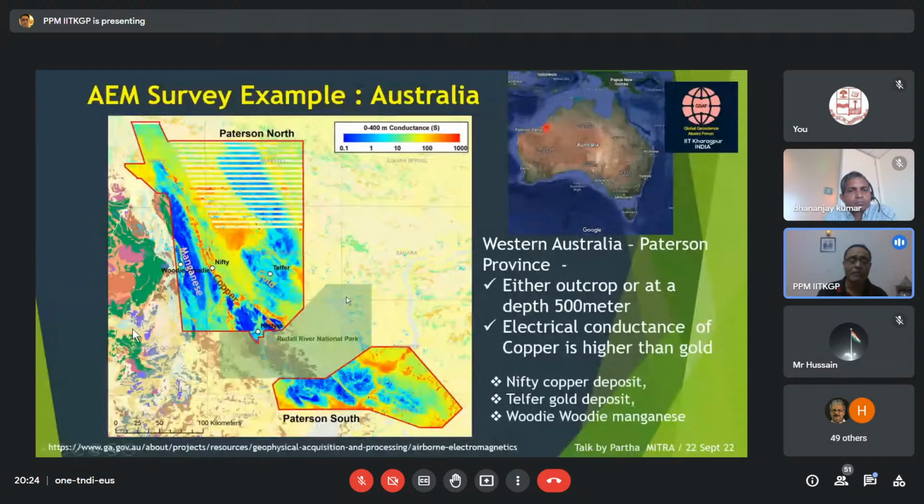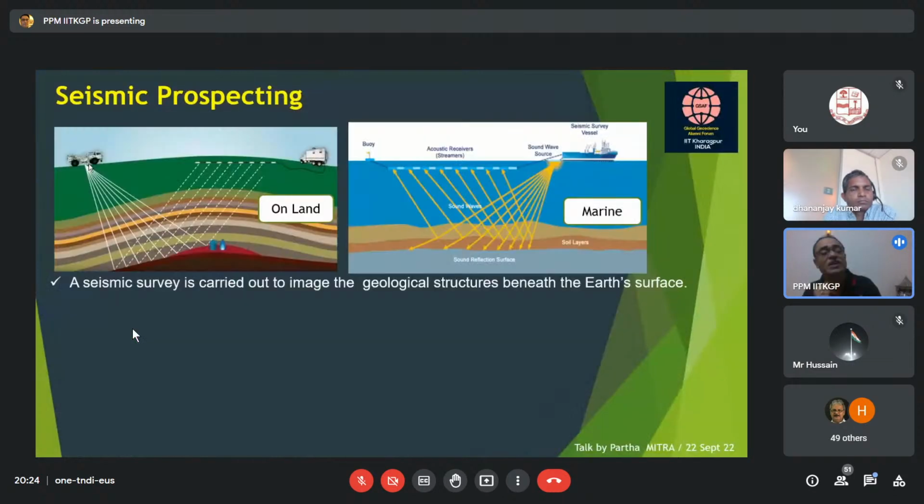You use a kind of vibrator truck which generates some kind of vibration, and this vibration generates an artificial earthquake of very small magnitude. And then you lay receivers at regular intervals, and these receivers are connected to your recording truck. So the signal goes down below, and as soon as it gets a reflecting surface, an interface, it's reflected back. It's something like sunlight hitting your mirror, and it gets reflected back. So we record these signals, and then we process the signals.